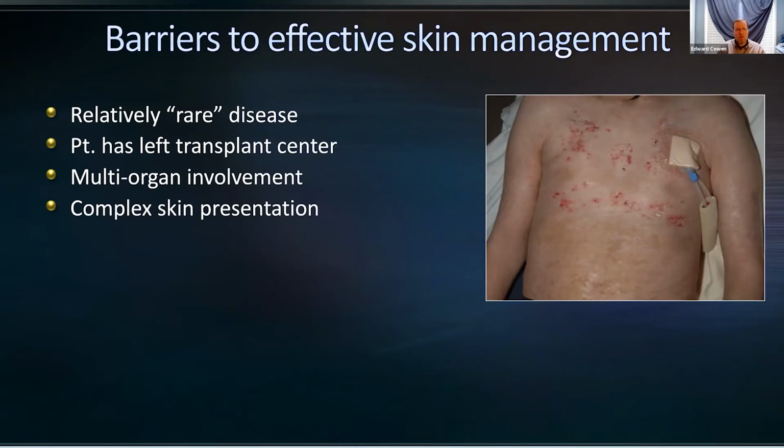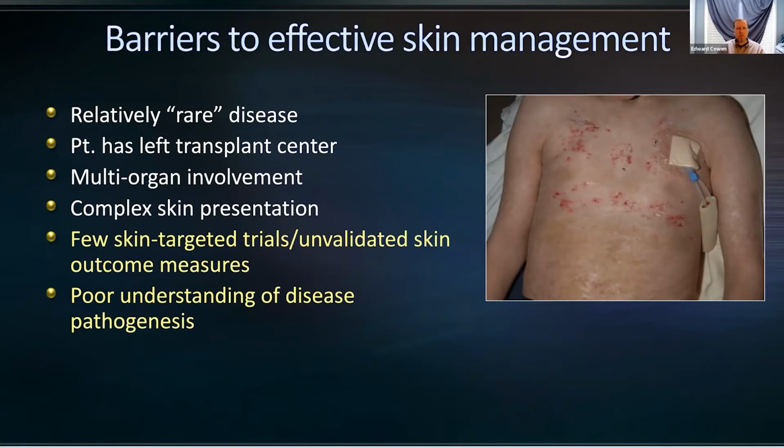Well, as all of you know, GvHD is relatively rare, and so your local provider may or may not have a comfort level with skin involvement. Usually when people develop chronic disease, it's a year or two out and they're no longer being seen at the transplant center regularly. When they have multiple organs involved, it's difficult to have multiple different experts, and we've gone over how many different skin presentations can occur. And when we're trying to do trials to determine better treatments, one of the issues is that we don't really have outcome measures to determine what improvement really is.